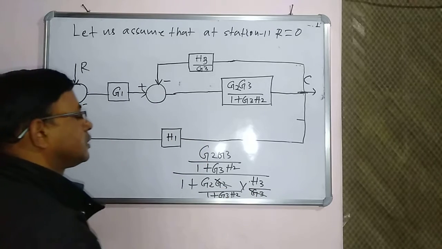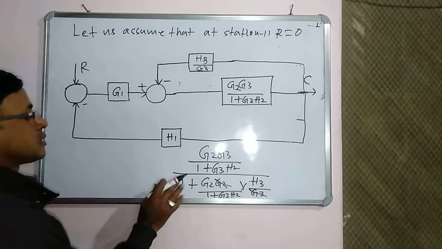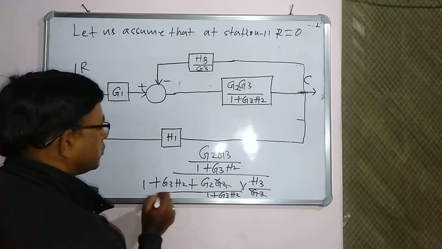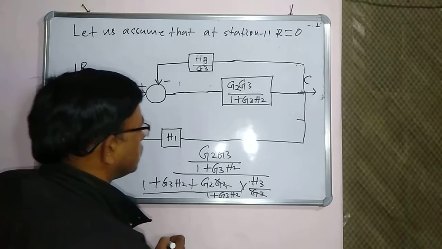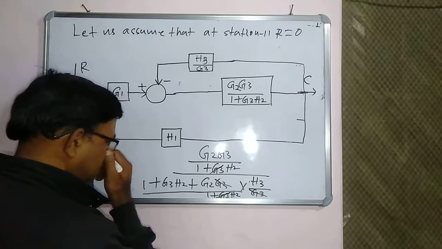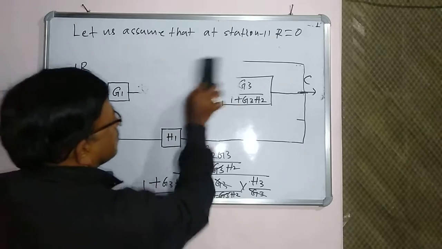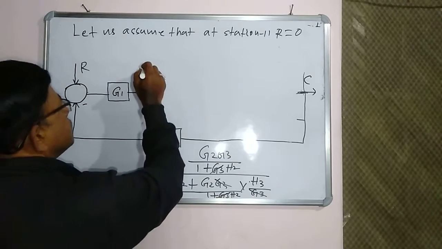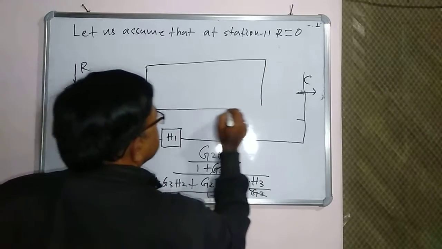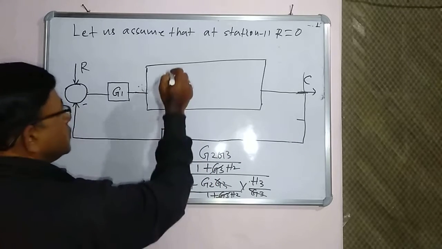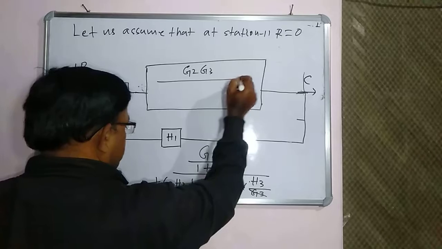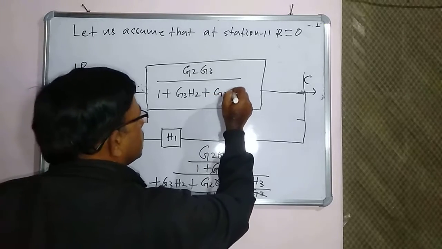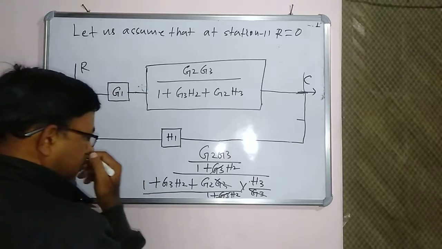So this G3 and this G3 will be cancelled, and now we can take this LCM, that is 1 plus G3 H2. So this will be 1 plus G3 H2. So 1 plus G3 H2 will be cancelled. So now this forms like this. So this will be G2 G3 by 1 plus G3 H2 plus G2 H3.